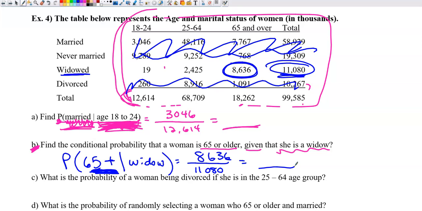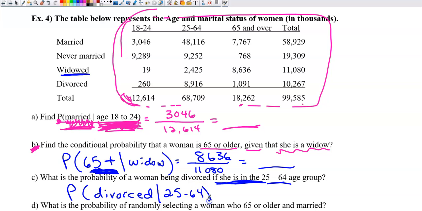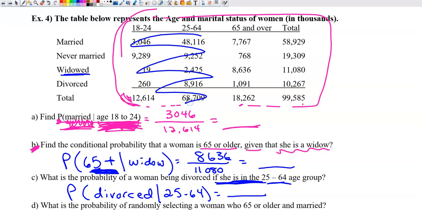Okay, what's the probability of a woman being divorced if she's in the 25 to 64 age group? So again, what is the probability that she is divorced if she is in that age group? That is just another way of saying given that she's in the 25 to 64 group. So I know she's in this group, so that eliminates all that. I know she's one of these women. And what's the probability she's divorced? How many of them are divorced?